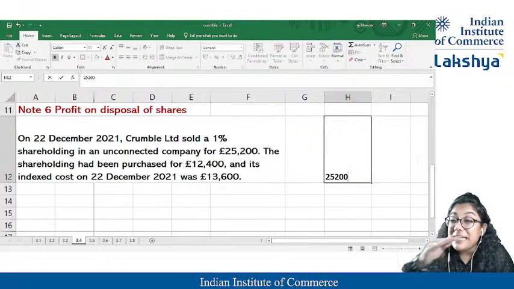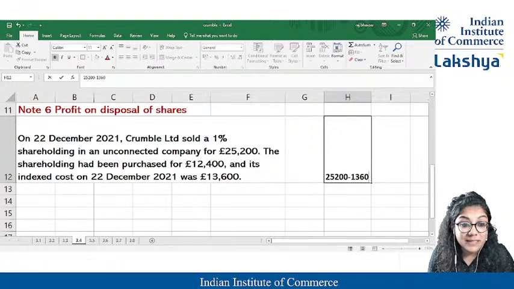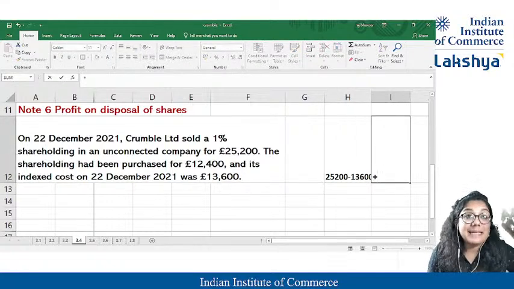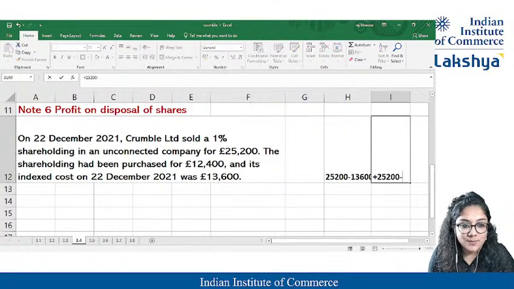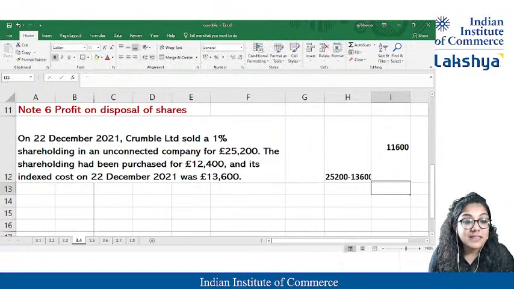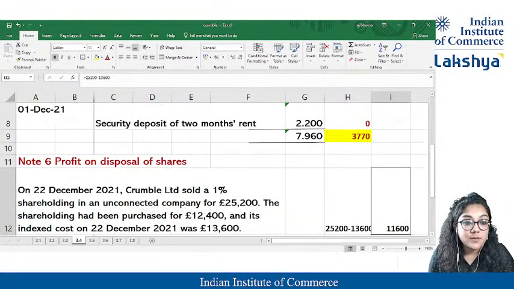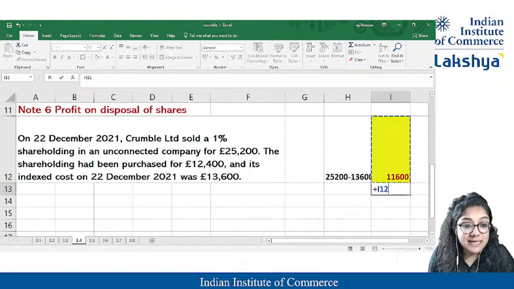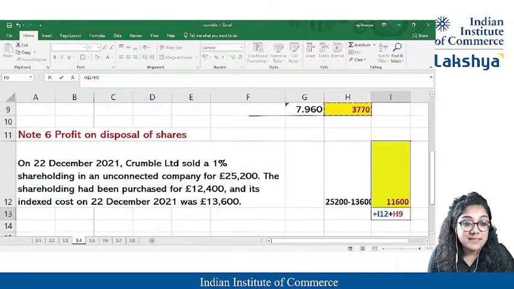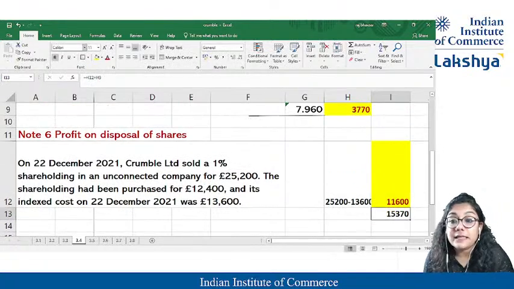Ma'am, I have to reduce the indexation because in the market the value keeps fluctuating. So 25,200 minus 13,600, so even these will be my gain. So 3,770, and this will be my gain. So can I take a total? Yeah, ma'am. So what will be your profits, guys? This plus this. So ma'am, I'm having 15,310. 15,310 is my profit. Students, all have to make it clearly.